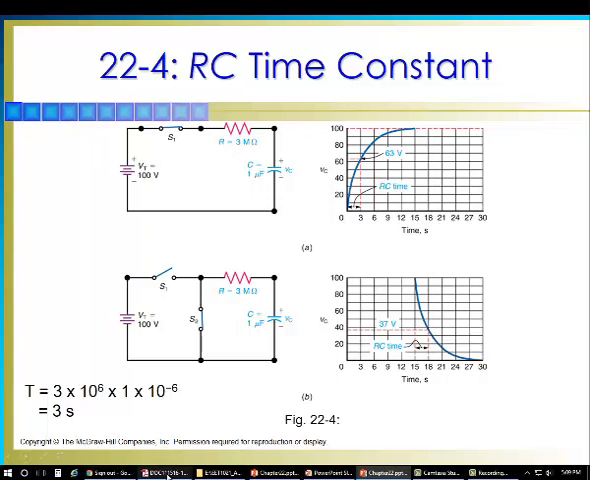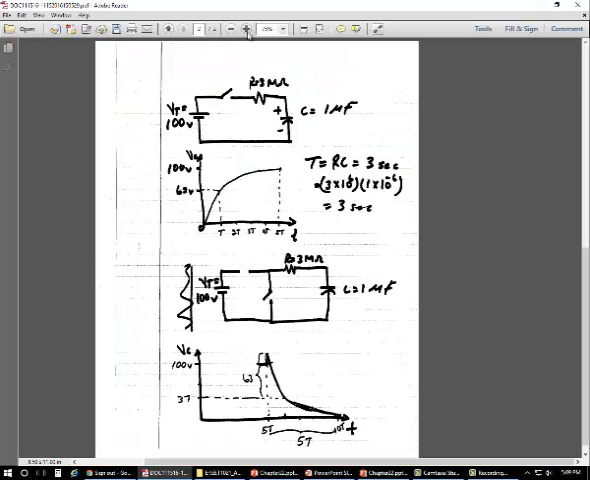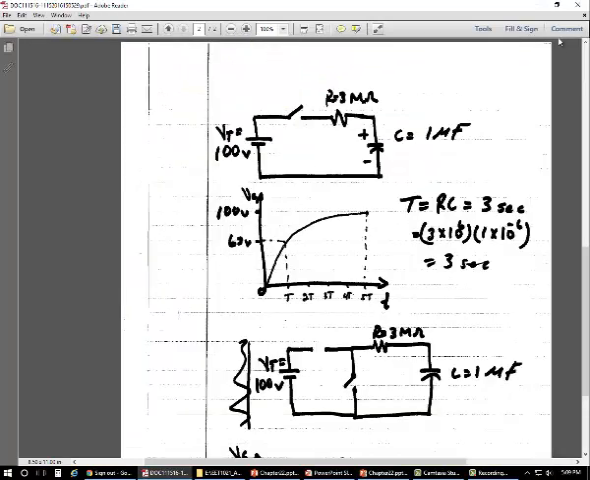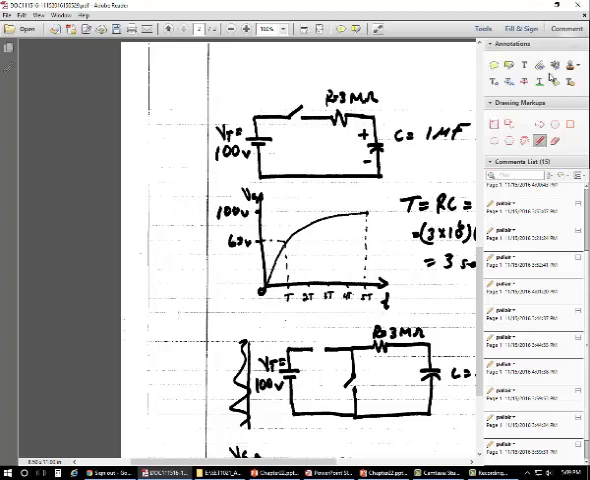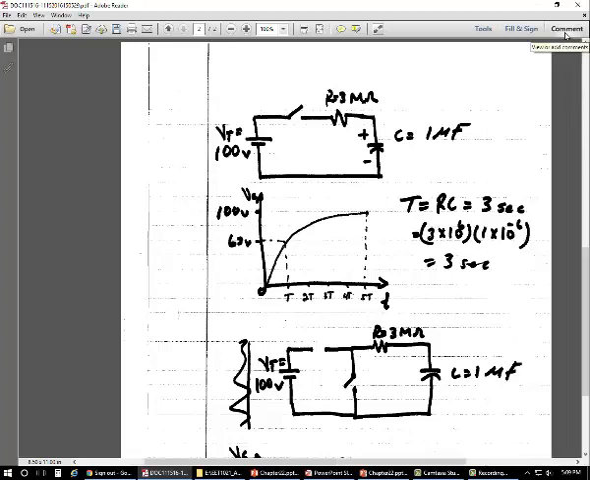Okay, so let's now take a look at the capacitive circuit with the resistor in it. We have a situation very similar to the one that we had with the inductors. You may recall from previous lectures on capacitors that they act as a short circuit before they're fully charged. Once they're fully charged, then they act as an open circuit.